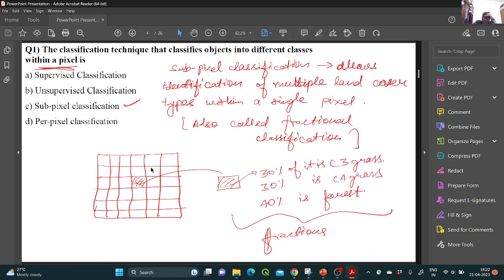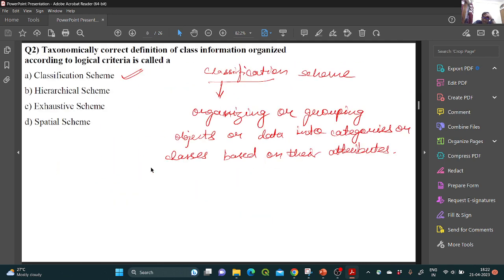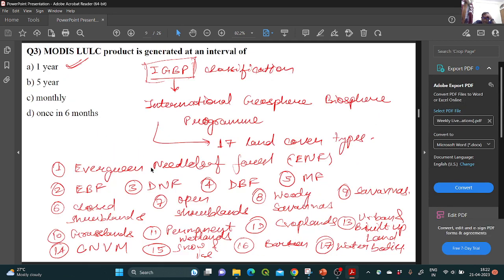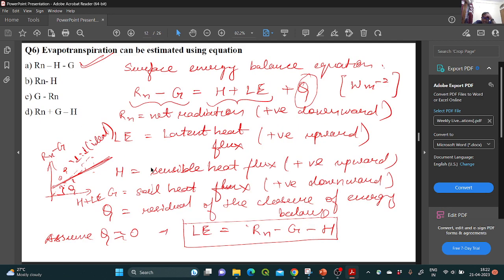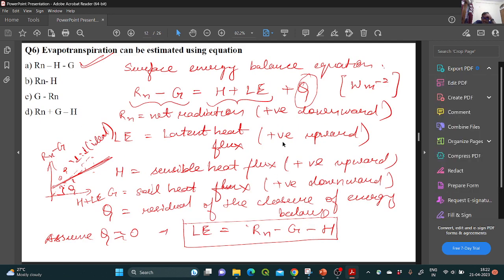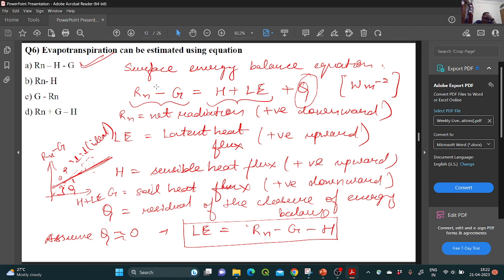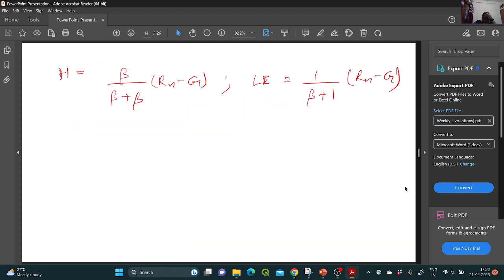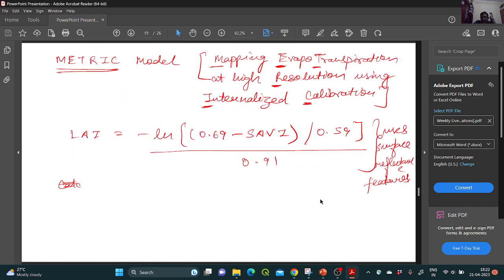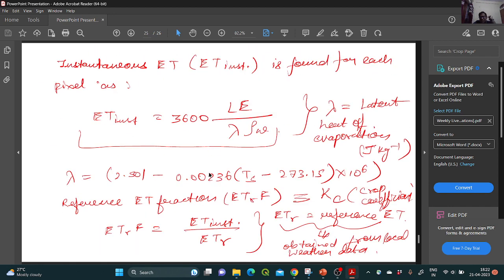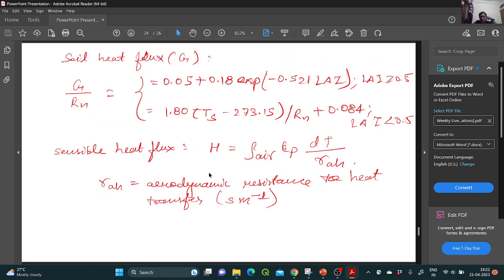And last but not the least was the 11th weekly live session. In it, we discussed about the different classification schemes, what kind of LULC would be there. Again, a bit about the vegetation indices. We discussed how the latent heat flux is actually the proxy for evapotranspiration, and a bit about fundamentals. That is what we ended with. So that's it, I think.